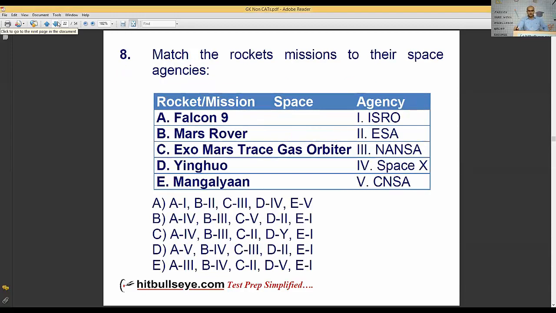Next, another match the following. Match the rocket missions to their space agencies. Oh, there is another typo here. Of course, there's nothing called NASA. This is NASA. Yes, guys, have a go, please.